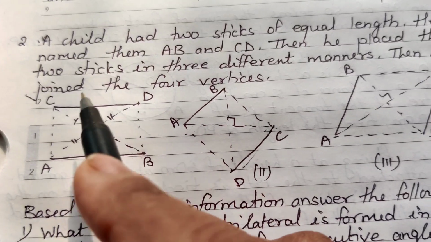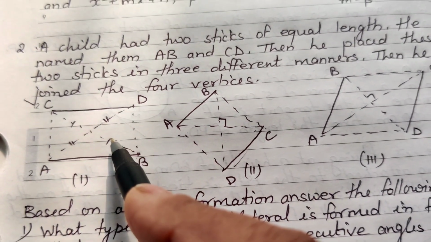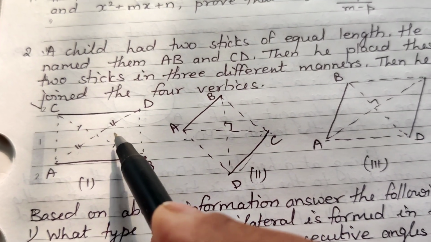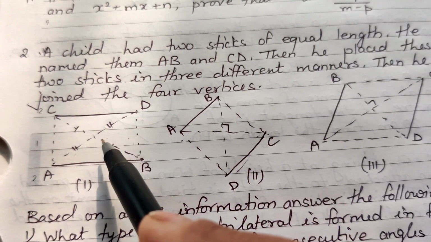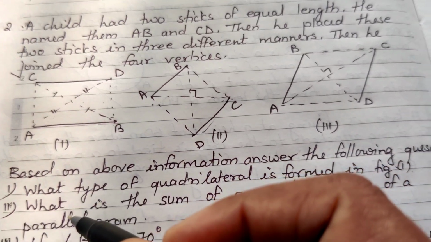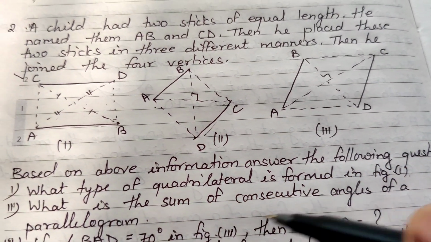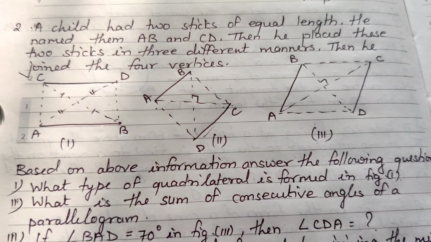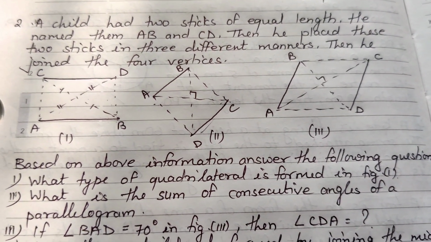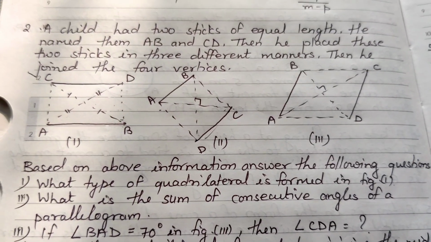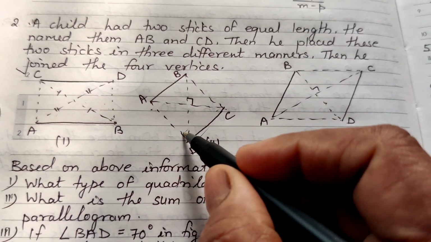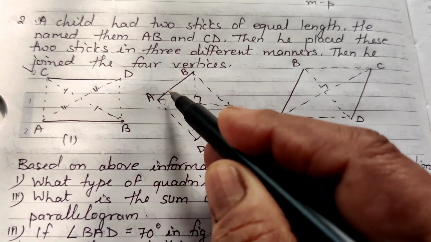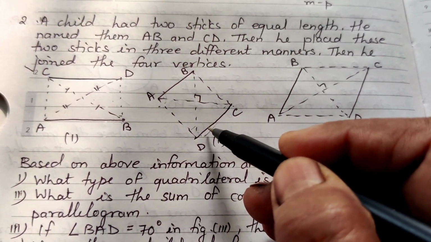Okay, the diagonals are bisecting each other. Equal diagonals and bisect each other. Therefore, it is a rectangle. Question number 2, what is the sum of consecutive angles of a parallelogram? We know that the sum of the consecutive angles of a parallelogram is always 180 degree. Consecutive angles means, suppose angle A plus angle D. Sum of these 2 angles is equal to 180 degree.